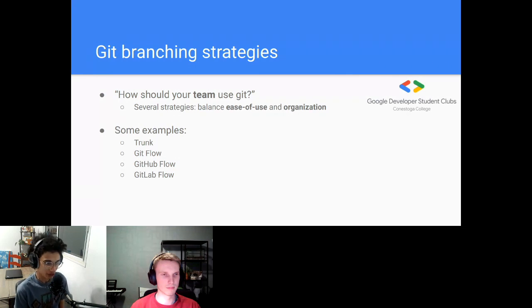Well, there are several strategies. A Git strategy is kind of like a shared procedure that your team has decided on for using Git, because it is very flexible. These strategies balance how easy it is to use the strategy and the level of organization it provides. Some examples of these strategies include trunk, Git flow, GitHub flow, and GitLab flow. I won't talk about any of these in any detail, but you can Google them.